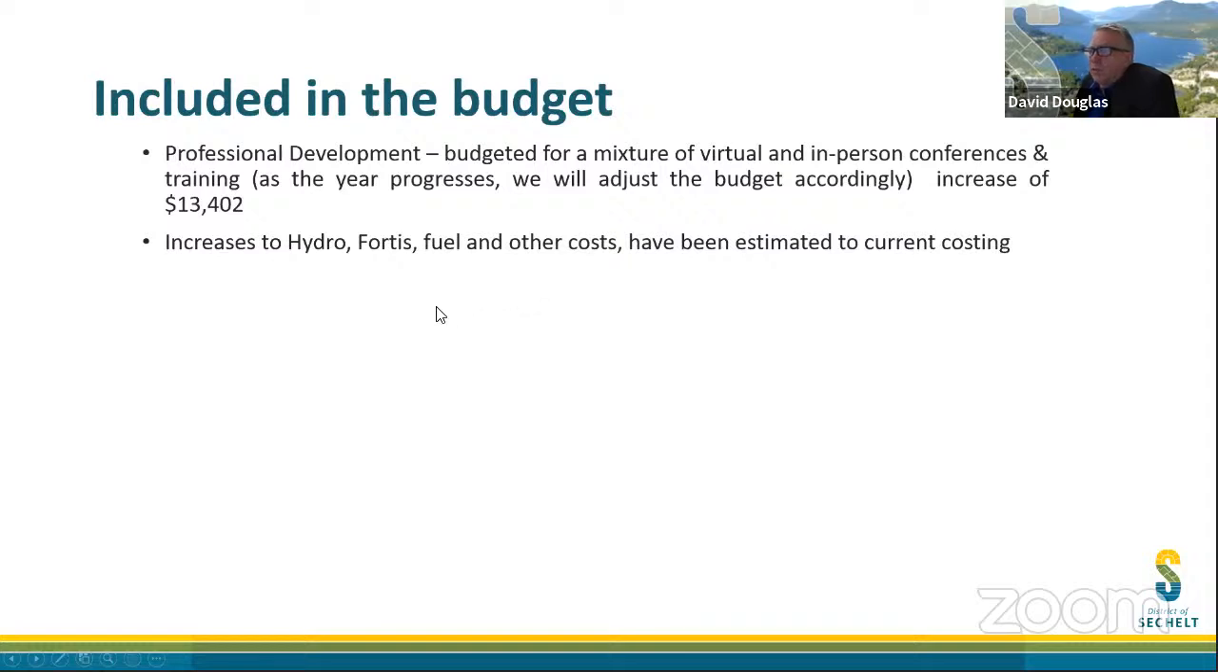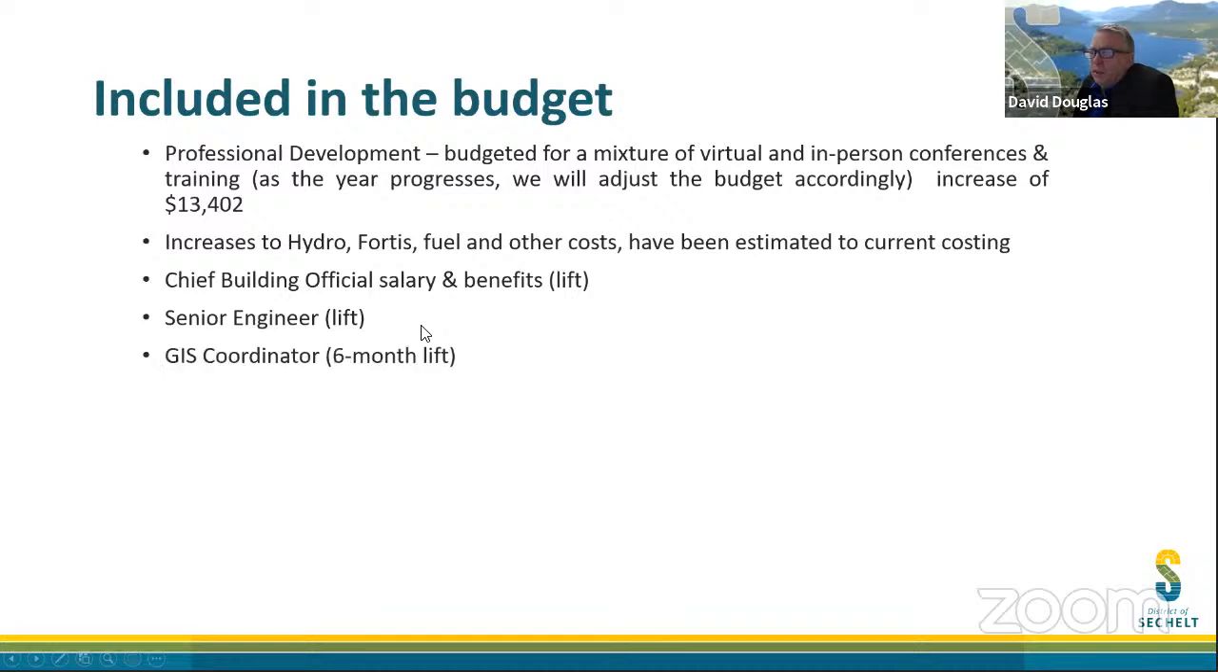We've had increases budgeted for Hydro, Fortis, and fuel. We have included the chief building official salary and benefits. We had part of that covered for this year, and we had to budget the difference. Same with the senior engineer: we had budgeted about half last year, and we had to include the remaining in the budget this year. Last year we had a vacancy in the GIS coordinator role, and we reduced the budget for that position by about 6 months. Now we have to bring that back up to full time. And then we've increased wages where we're tied to agreements to do so.